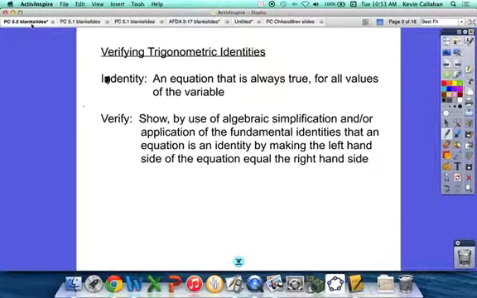So today we're going to have things that are not of the fundamental identities that we're going to have to show are identities. So verify, which means to show by use of some algebra and by the fundamental identities, which were a part of the last lesson. We try to show that in this equation, what's on the left is actually the same as what's on the right. So we're going to try to make both sides be the same. That's what verifying trig identities is.